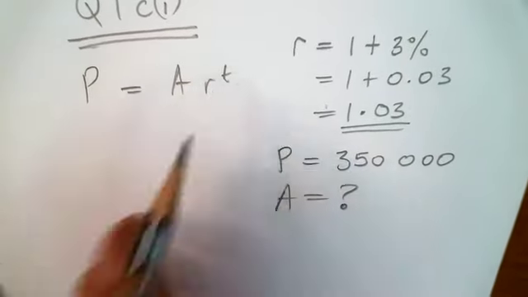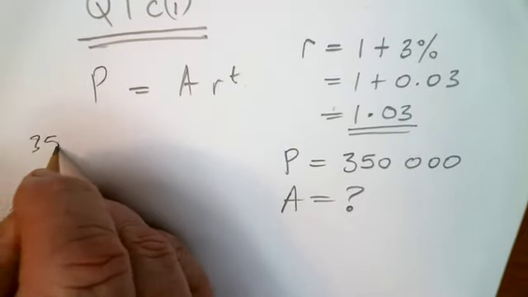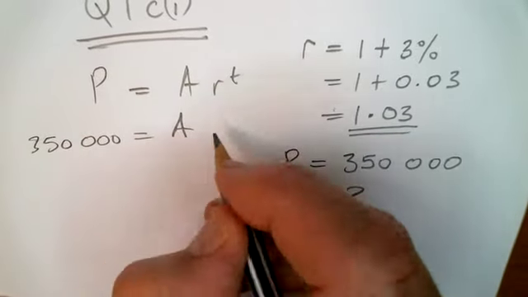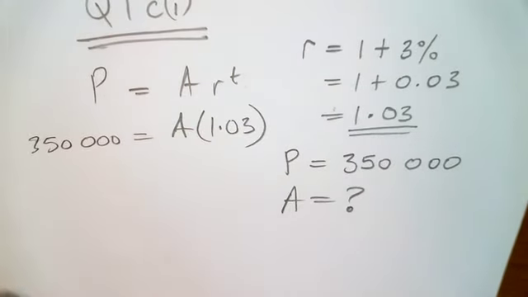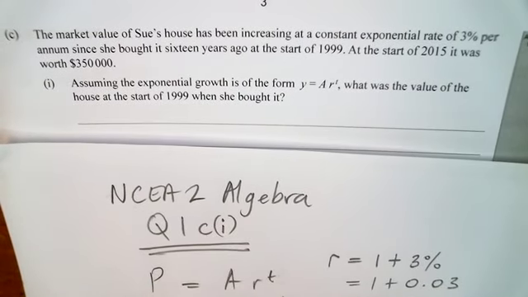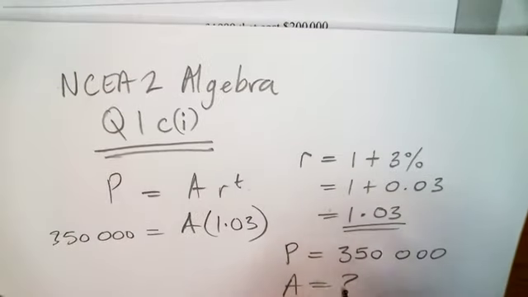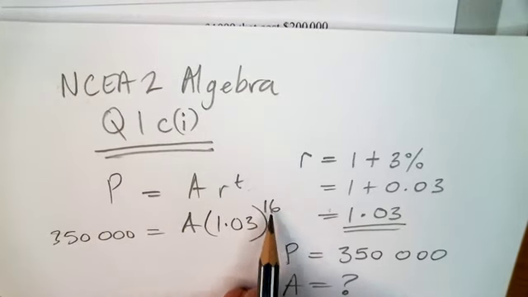Let's populate the equation with what we know. We know the final price of the house was $350,000, and that's equal to the initial price times the interest rate, which is 1.03. I'm putting that in brackets because I'm going to put that to the power of, and how many years ago was it she bought it? 16 years ago, okay. So I should write here as well, things we know, t is equal to 16. So I'm going to put to the power of 16. Now I've put the p value, the a value, the r value, and the t value.